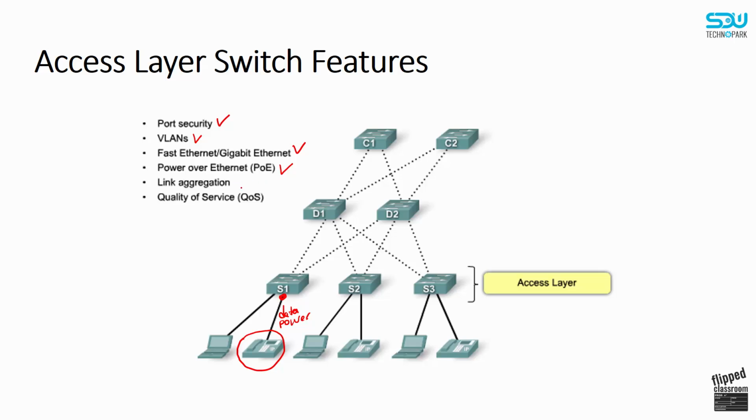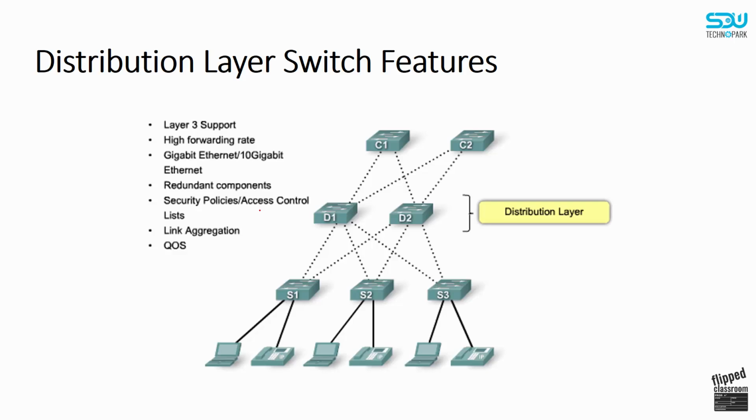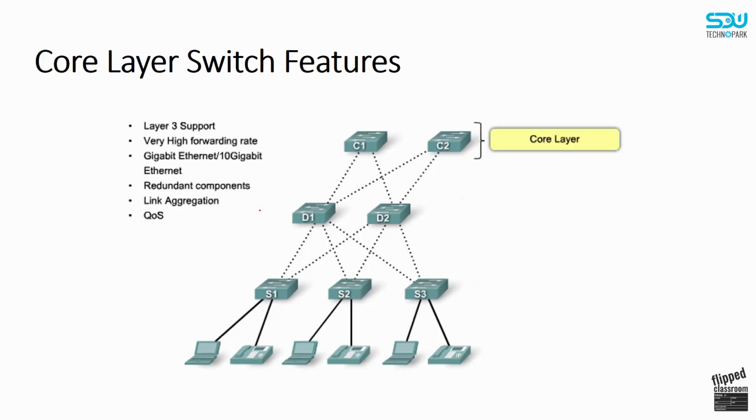And the link aggregation, so you can aggregate links between the distribution and access layer switch, and quality of service is also provided by the access layer switches and all other switches, and with quality of service it is possible to provide priority to different types of frames. Whereas distribution layer switches may have the ability to support layer 3, which means that they can work with ACLs, and they have a high forwarding rate, and they have some redundant components, and also port security policies as access lists, and link aggregation, and quality of service. Whereas core layer switch features: layer 3 device, very high forwarding rates, redundant components, link aggregation, and quality of service.